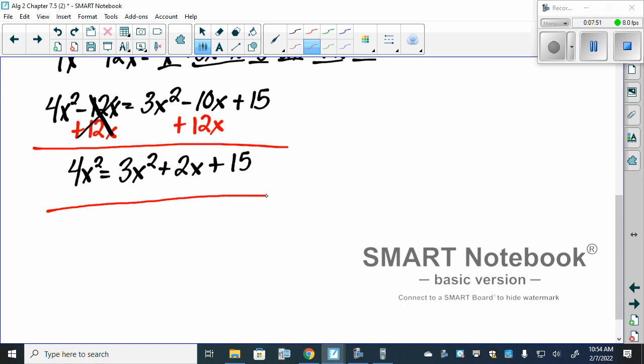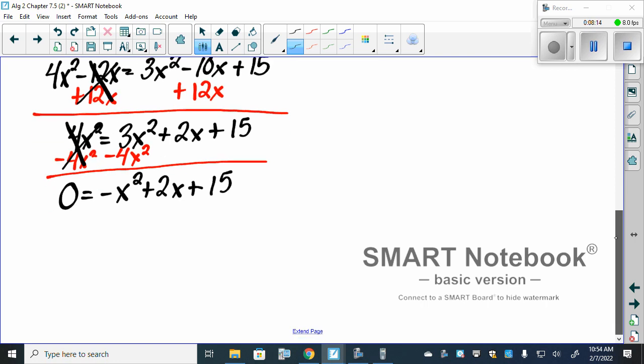What would we need to do next? We're going to subtract 4x squared. If we subtract 4x squared from both sides, we're going to get that 0 is equal to negative x squared plus 2x plus 15. Because these here would cancel out. Any questions on how we got to this quadratic?